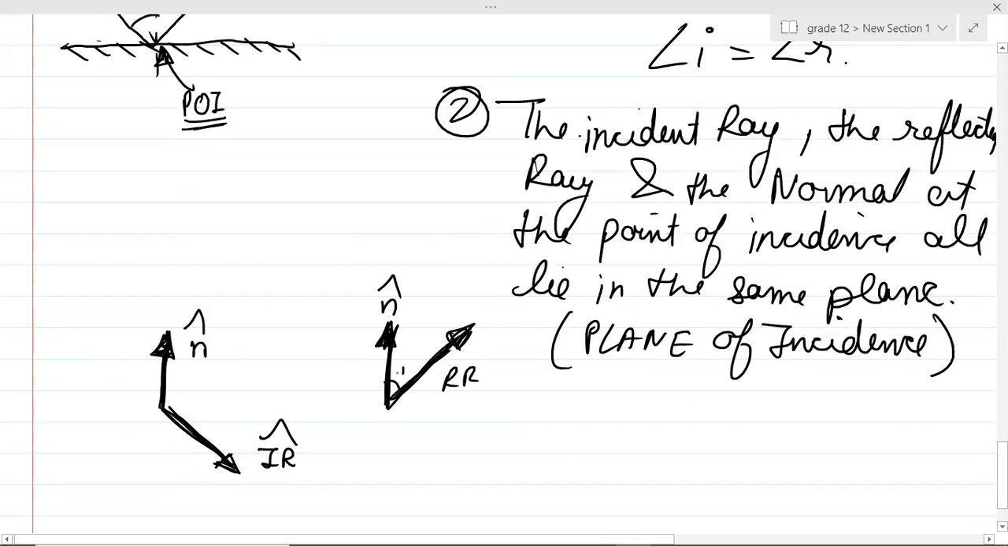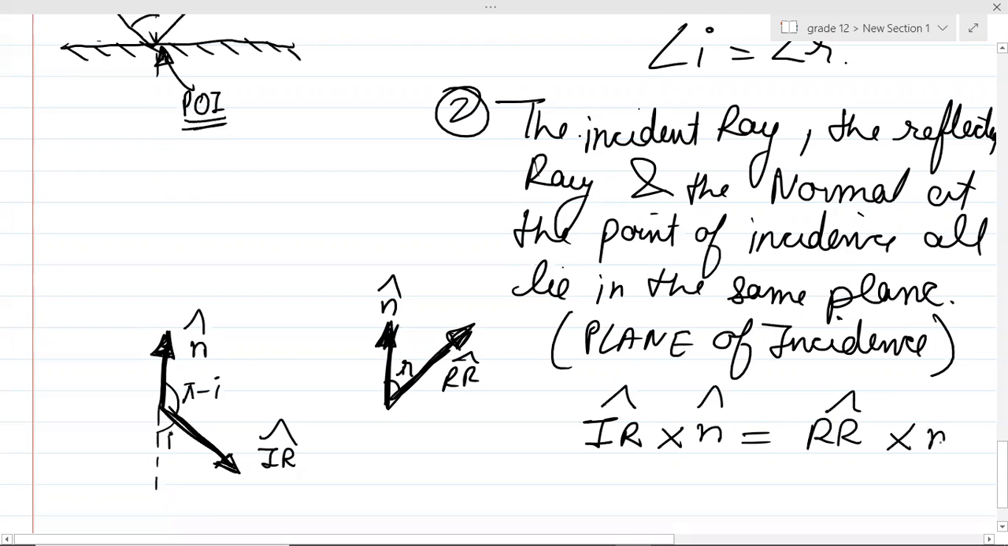This angle is r and this angle is i, right? Yes or no? So this angle will be 180 minus i. Yes or no, guys? But please remember, I have taken unit vectors, so this will not matter later on. So what is this? If I do, IR cross n cap should be equal to RR cross n cap.